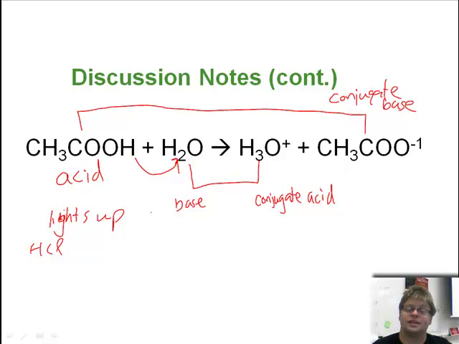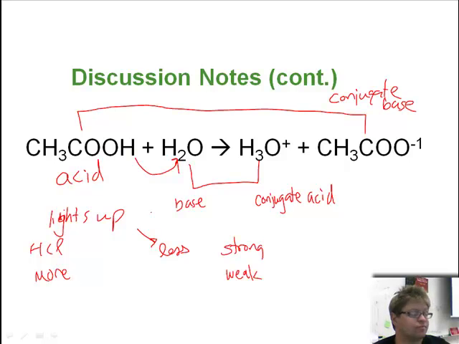So which one do you think lights up the light bulb more? The strong or the weak? Which one has more ions? The strong or the weak? That's right. The strong does. The strong lights up the light bulb much more. Now it also depends on the concentration of the solution and whether it's a weak or strong acid. So acetic acid lights it up less.